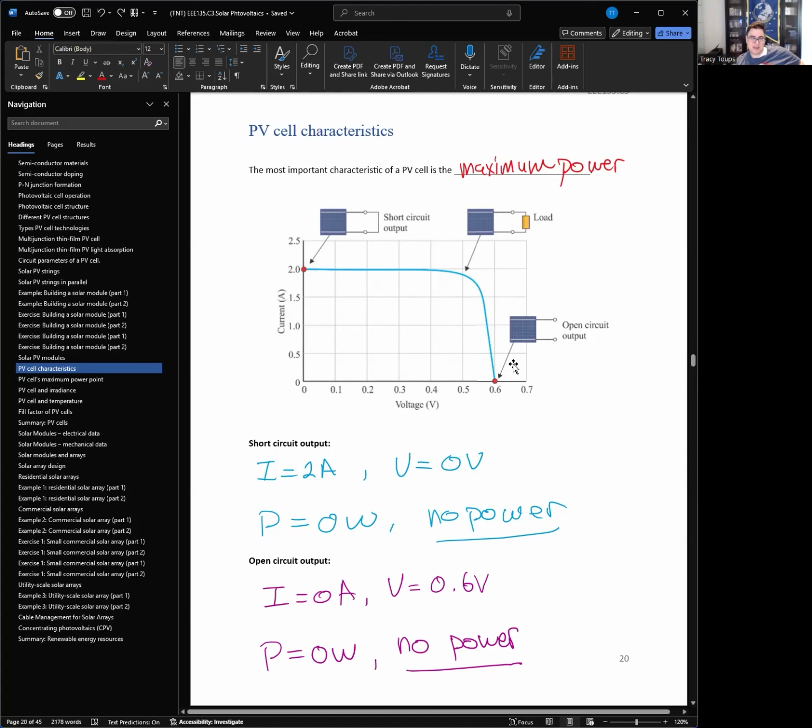You could do the opposite side, where you have the maximum voltage. How do you get the highest voltage possible? You don't let any current out, right? So you open circuit the load. There's no load.